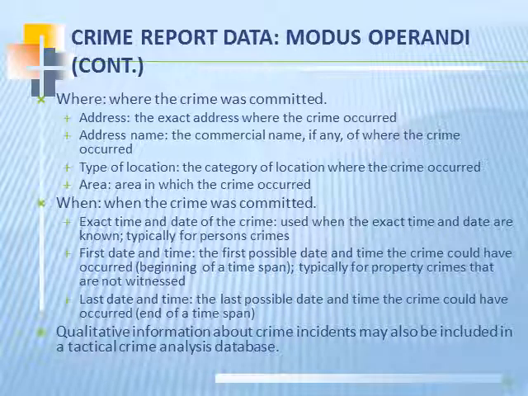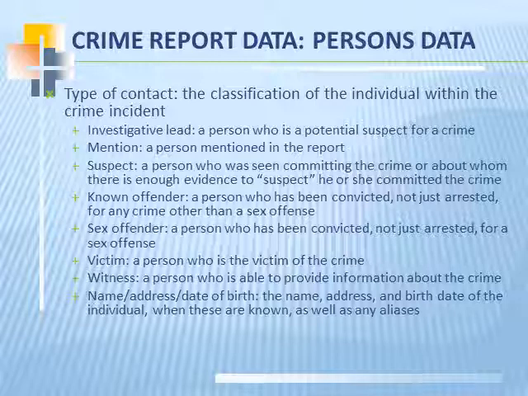The data about a person involved in a crime typically includes a description of the type of contact, the name and addresses of the person, a physical description of the person, and a description of the physical condition of the person at the time of the crime. The types of contacts include investigative lead, mention, suspect, known offender, sex offender, victim, and witness.